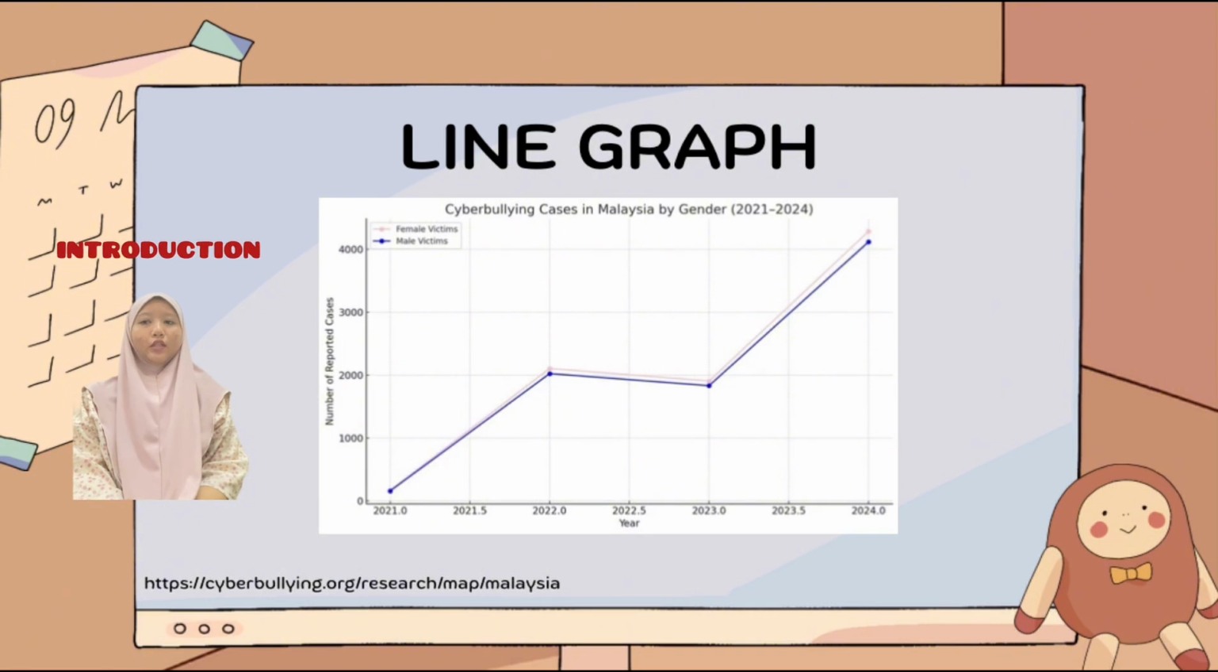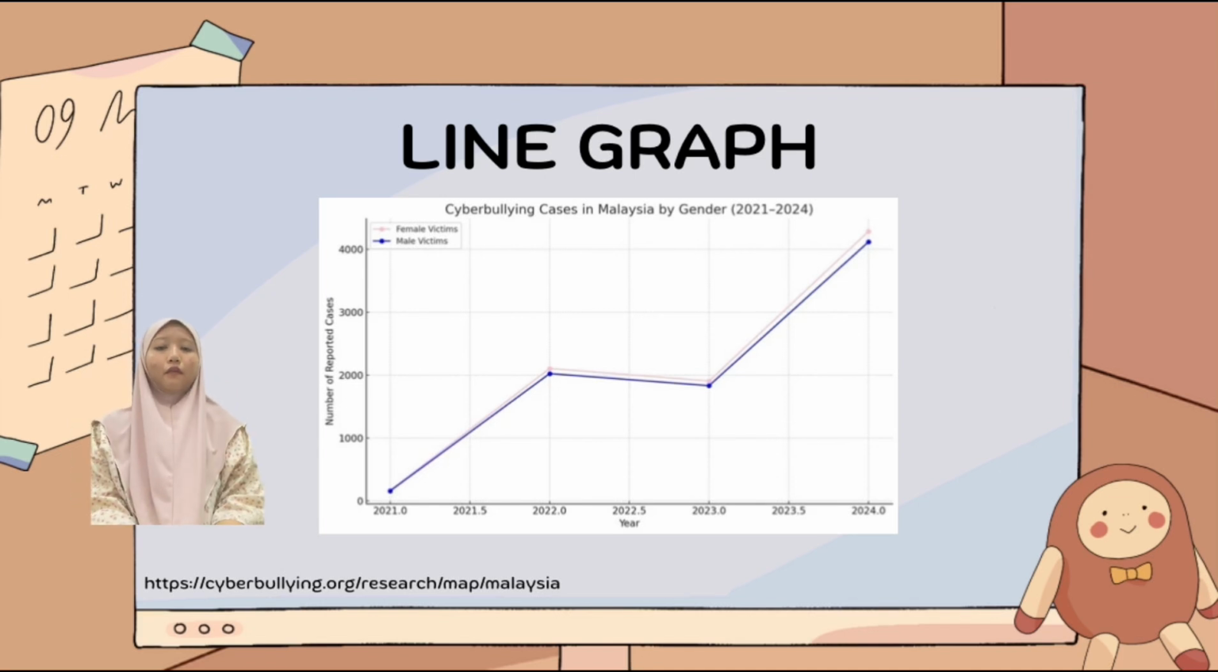I am a third presenter and I am going to present a line graph and bar graph. First, for the introduction, the line graph is about the number of reported cyberbullying cases in Malaysia from 2021 to 2024, divided by gender, male and female. Second, for the features, it is a double line graph, with a pink line for female and a blue line for male.